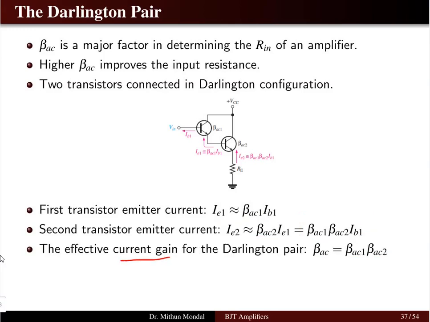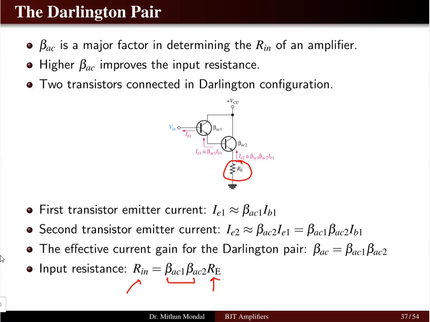The effective current gain for the Darlington pair now becomes beta AC, the product of the two betas of transistor 1 and transistor 2. And the input resistance in this case will be again the product of the betas multiplied with the RE value, which is the emitter resistor connected to the second transistor. As an assumption, we take the RE dash value to be always less than RE for simplification.